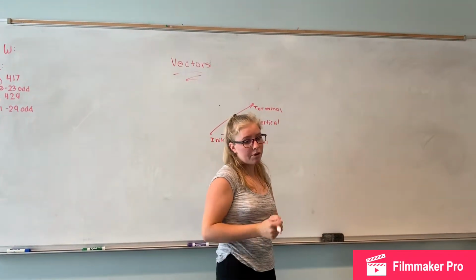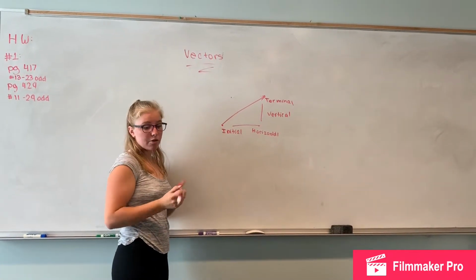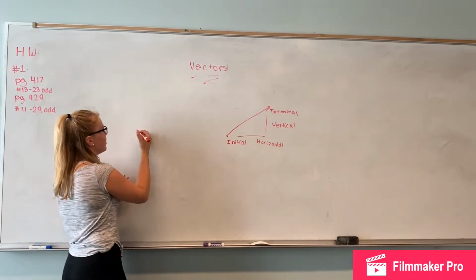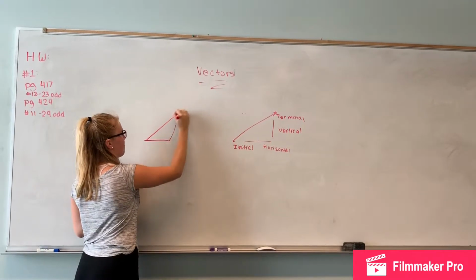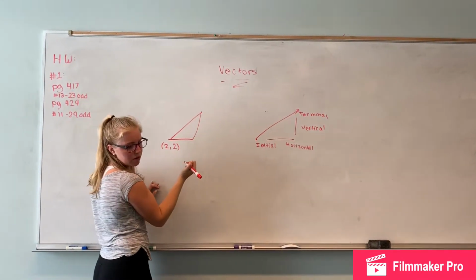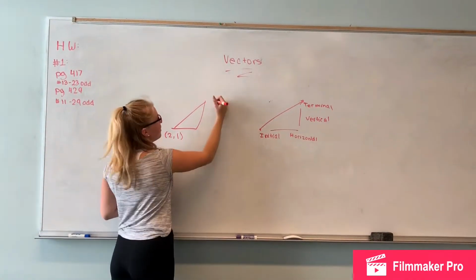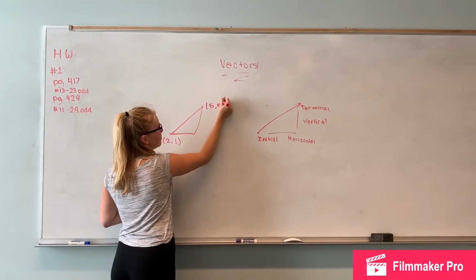Now, we're going to do a practice problem to see if you can identify what a horizontal and a vertical component is. Let's take this triangle. It has an initial point of 2, 2. Shoot, I messed up. 2, 1 and 5, 5.